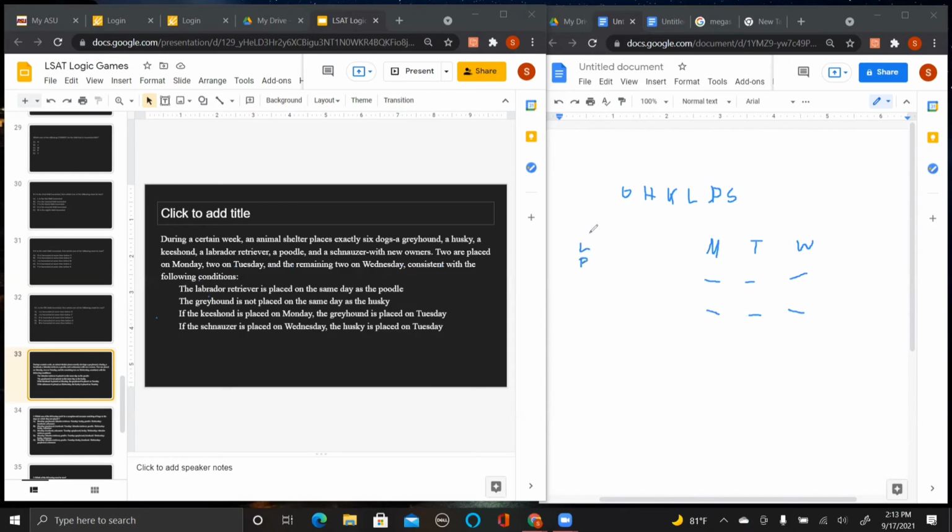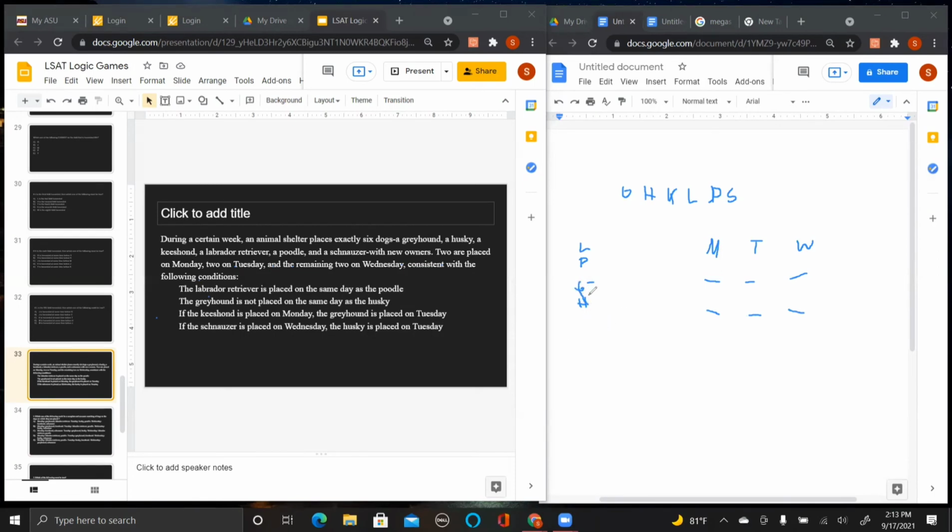And see, again, here I am using vertical because my categories are vertical. The Greyhound is not placed on the same day as the Husky. Ignore that line. Greyhound, Husky, no. The Keeshond is placed on Monday. The Greyhound is placed on Tuesday.